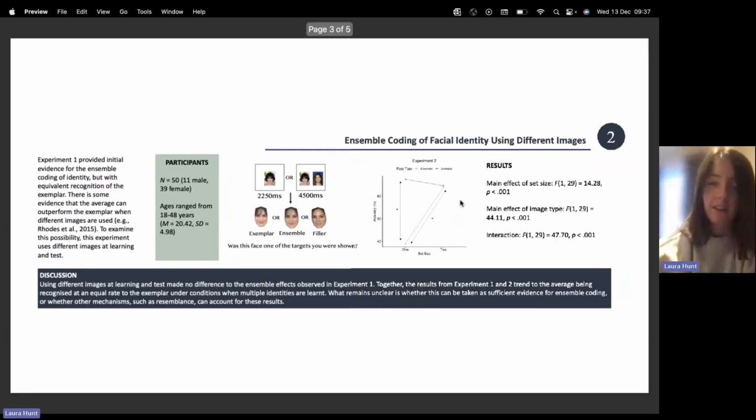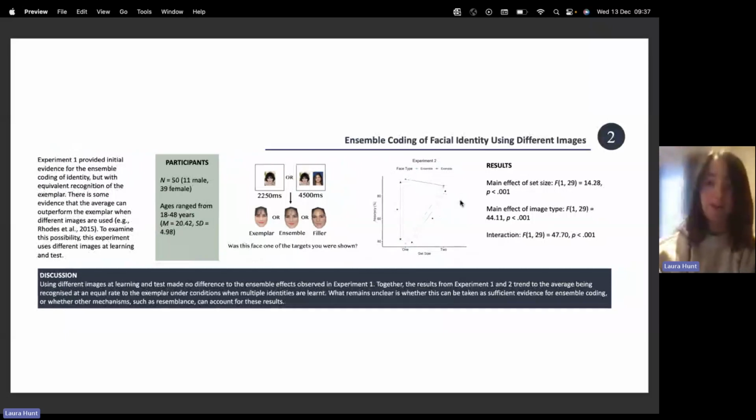Some studies have suggested that superior performance for the average can only be found when different images are used. So experiment 2 replicated experiment 1, but with different images at learning and test. And again, what we find is that under 1 target conditions, only the exemplar is recognized. But when participants see 2 targets, both the exemplar and the average are recognized at an equal rate.